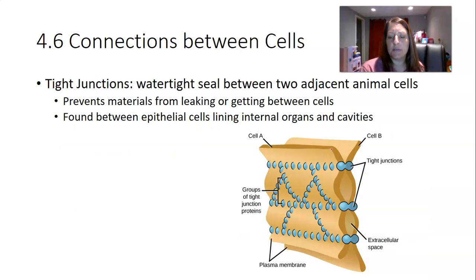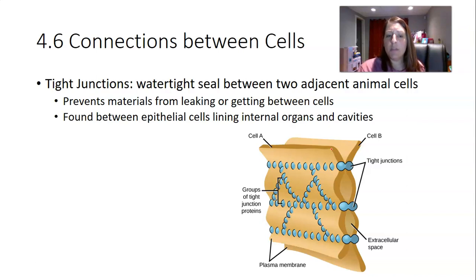Between animal cells, it's different. We've got a couple of different types of junctions. The first type of junction here is called a tight junction. We're going to find this between cells that are butted up right next to each other, and in regions of the body where we need a watertight seal.